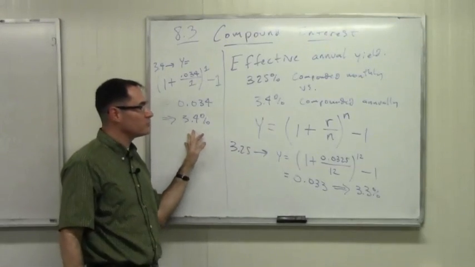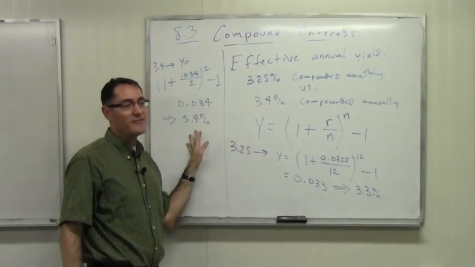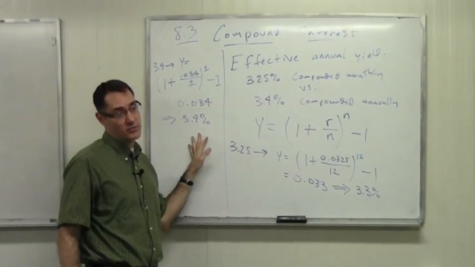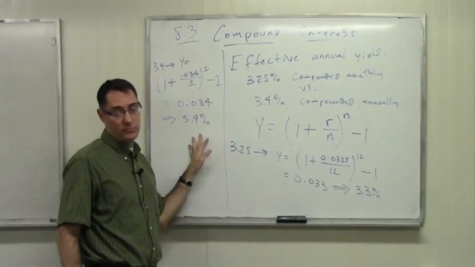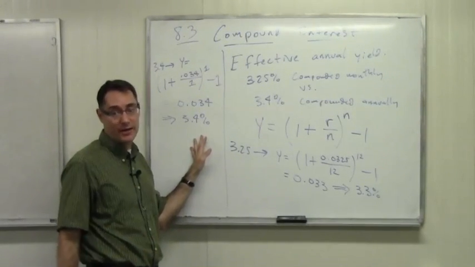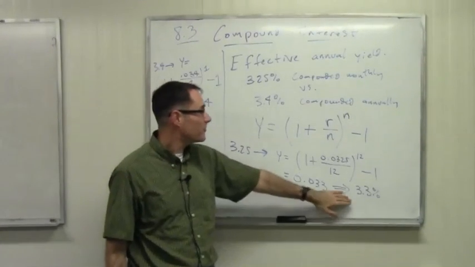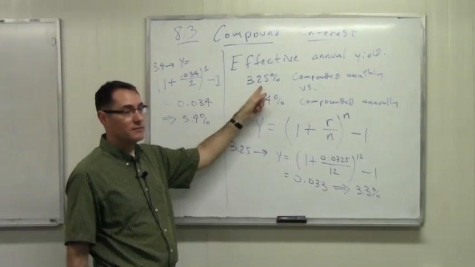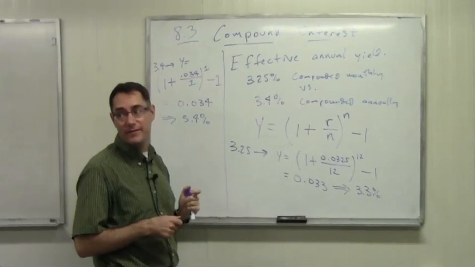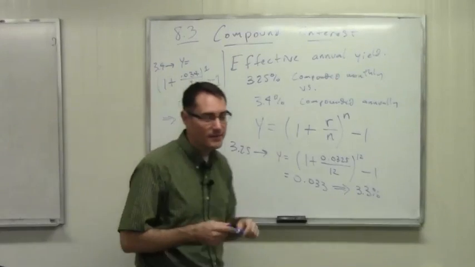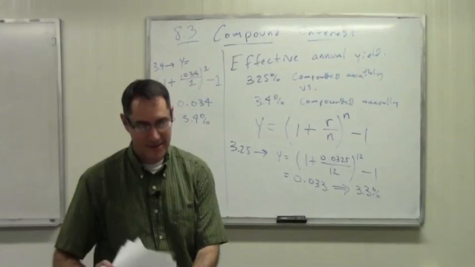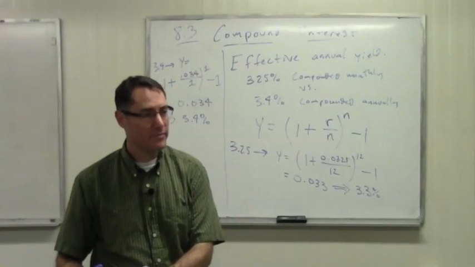In the end, which one's better? It depends what you're doing with it. If you're actually borrowing money, you want a lower effective interest rate, correct? That makes sense? Because you want to have to pay back less money in the end. So in this case, the 3.25 is a better interest rate. Turns out it's close. Okay, any questions on all that? This is how you'd compare it.